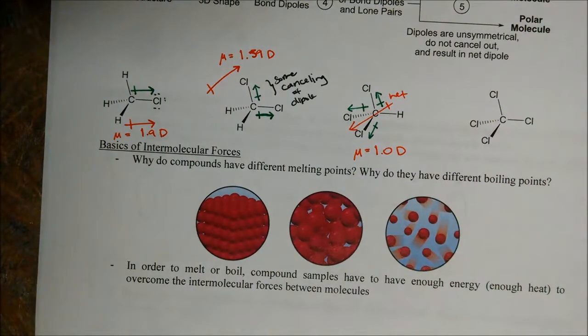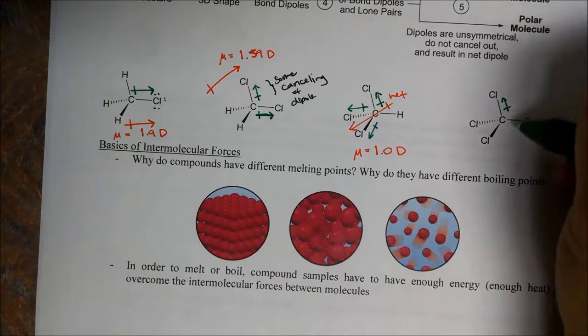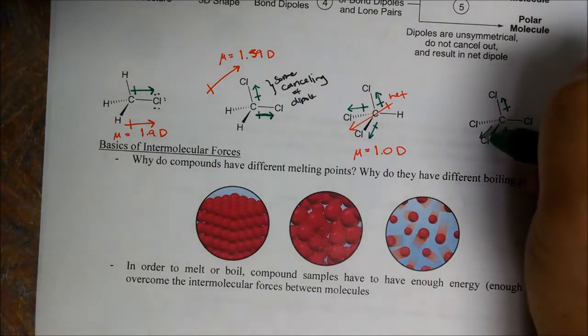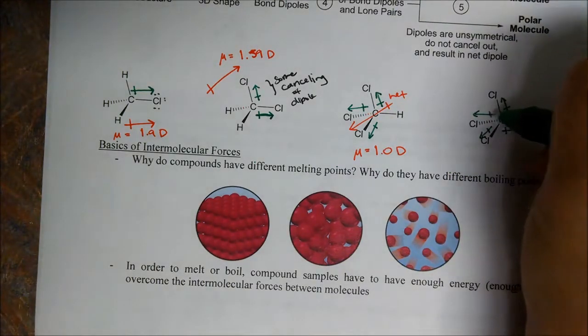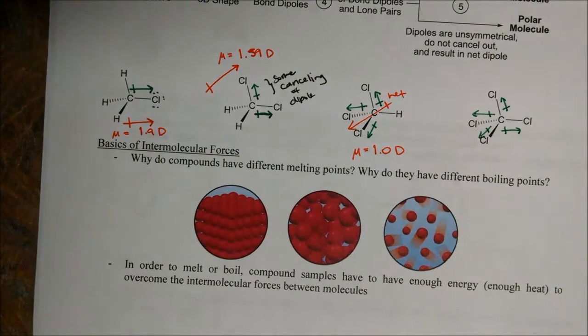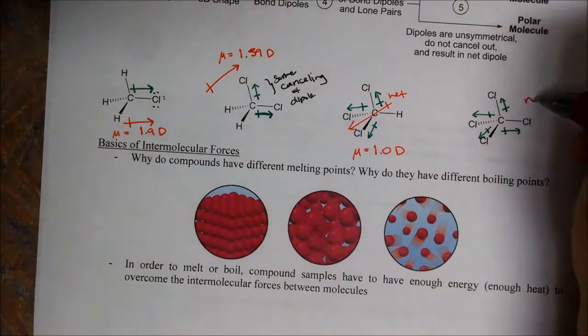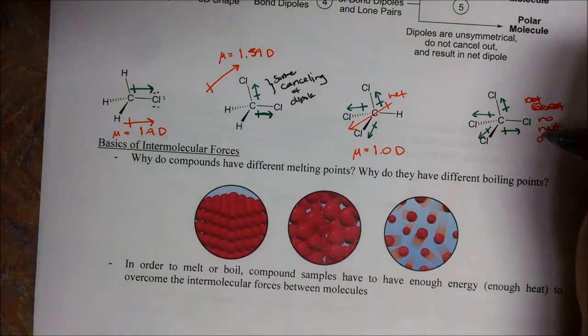And here, though, we just saw this. If we throw in all of the bond dipoles now, we can see that they are symmetrical, pulled in equal and opposite directions, and so there's no net dipole. No net dipole.